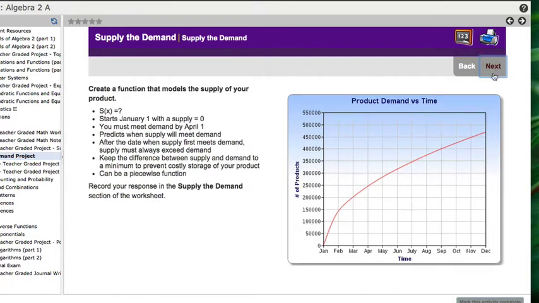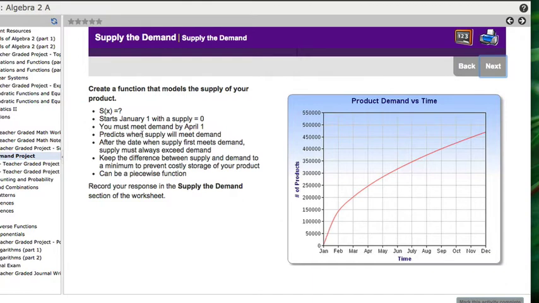Okay, on the next page, they're going to ask you to create a function that models the supply of your product that you're creating. Now, you're going to make this equation up. Okay, it just needs to meet certain conditions. So it needs to start with this symbol. So S of X equals, and then you're going to write the equation that you're going to use. It needs to start with January 1st with a supply of 0. That's very similar to your demand function, so it needs to start January 1st at 0.